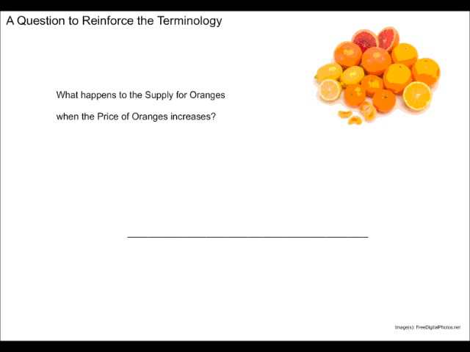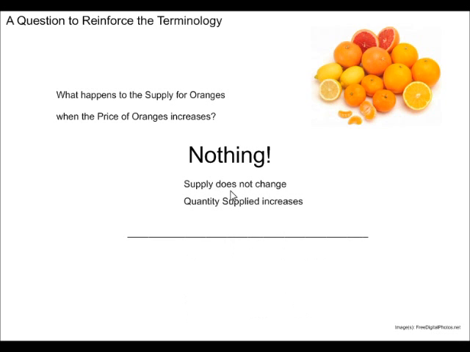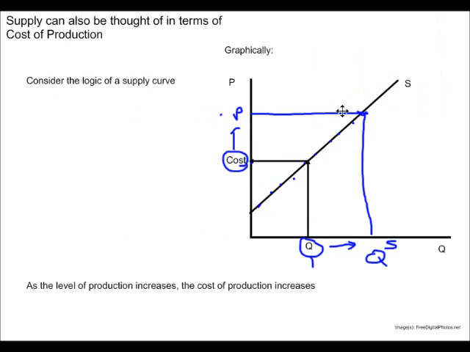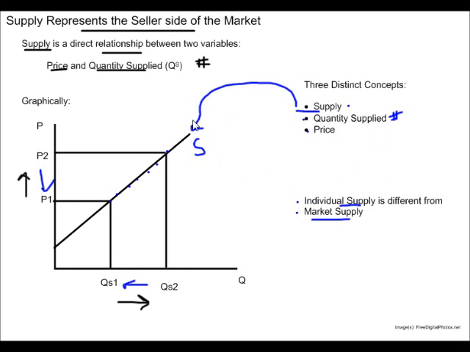And lastly, to re-emphasize this terminology, what happens to the supply for oranges when the price of oranges increases? Nothing. Nothing happens to the supply. Let's jump back to this, right? The supply is this line. Supply is the entire upward sloping line. That line is made up of a bunch of different points, and each of those points has a price and a value of quantity supplied with it.